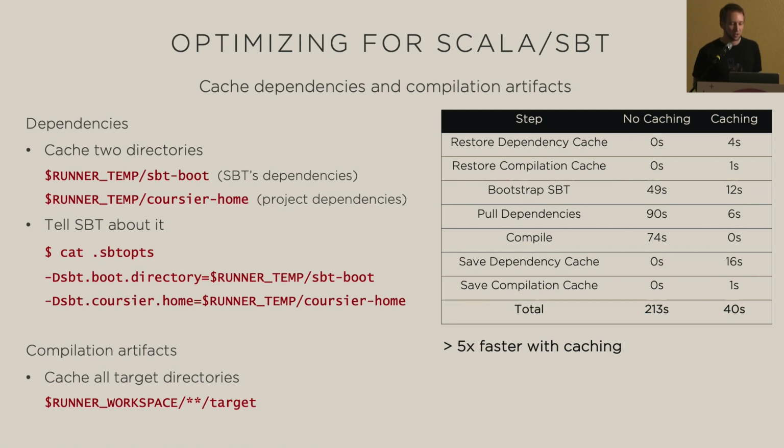So I pulled some numbers here, actually ran this yesterday with and without caching on sort of a medium-sized project. And you can see that overall, without caching, it took about 213 seconds, and with caching, 40 seconds. So it's about a 5x speed up. And we happen to use a custom action for caching internally, but all of this also works with the publicly available cache action that's provided by GitHub.